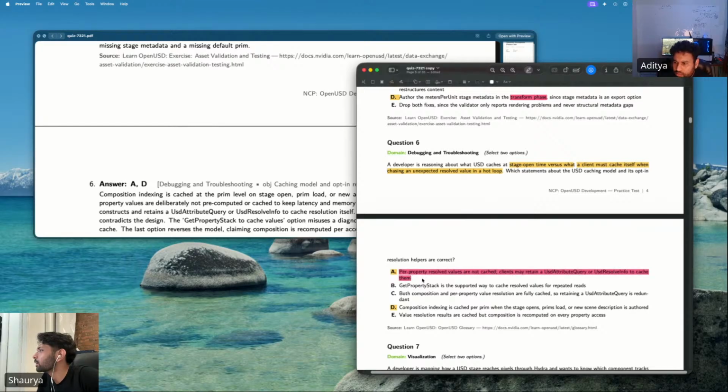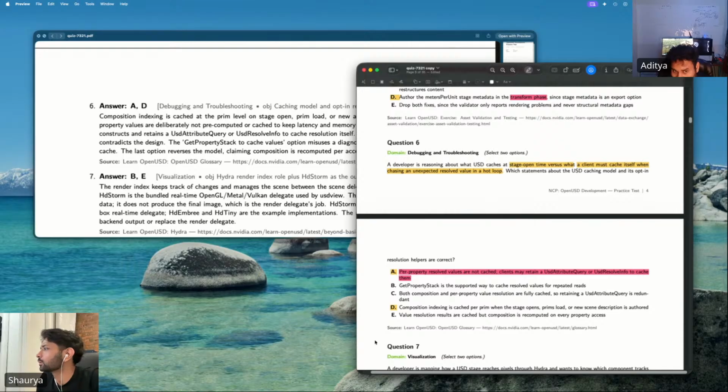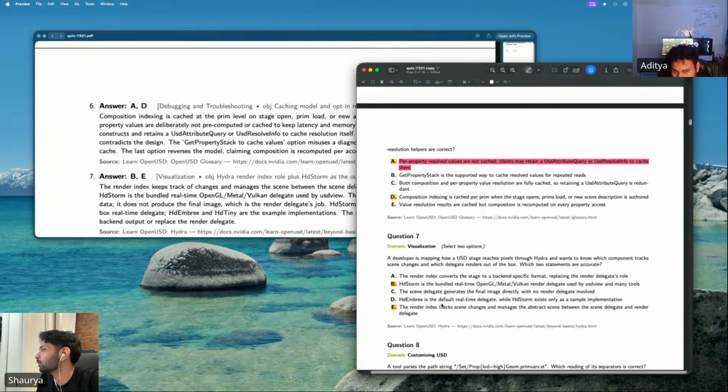Composition indexing is cached per prim when the stage opens, when prims load, or when new scene description is authored. Yes, so sixth is correct. Okay, seventh is B and E. Oh, we are correct. Yes, this I knew.